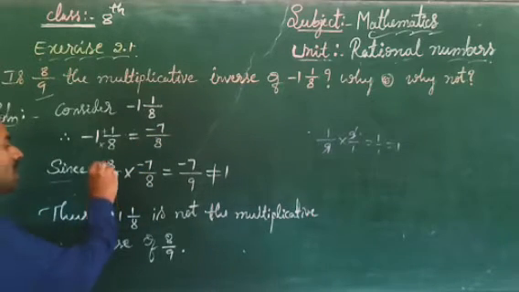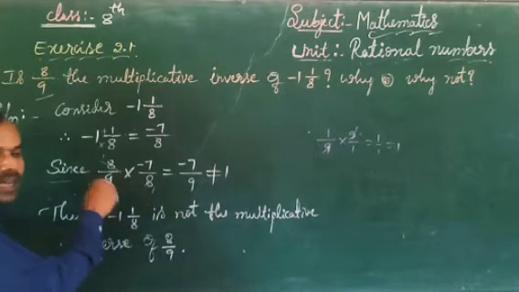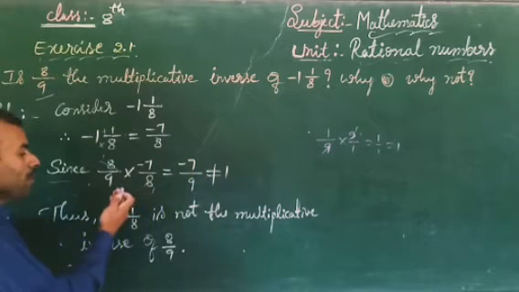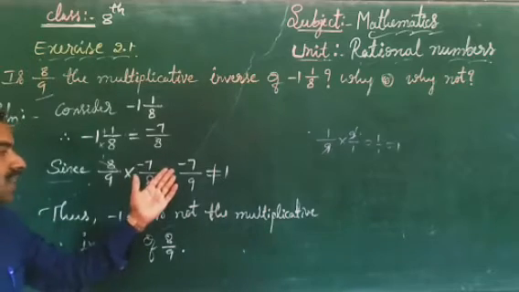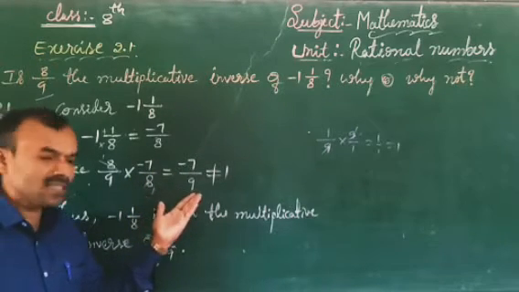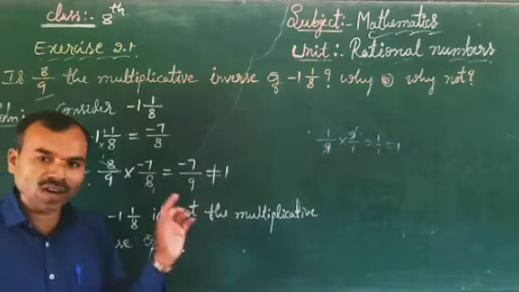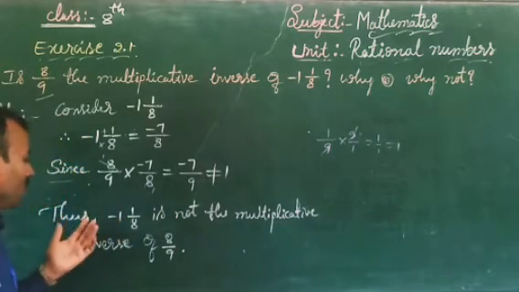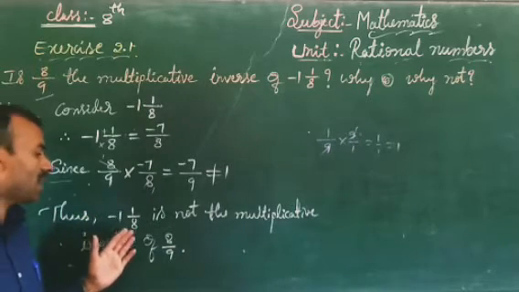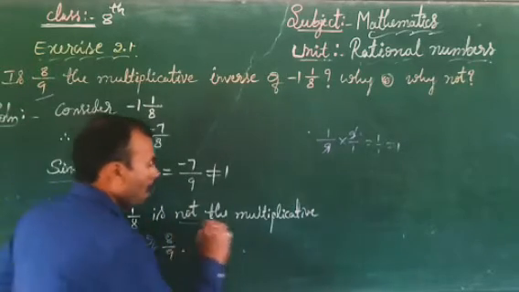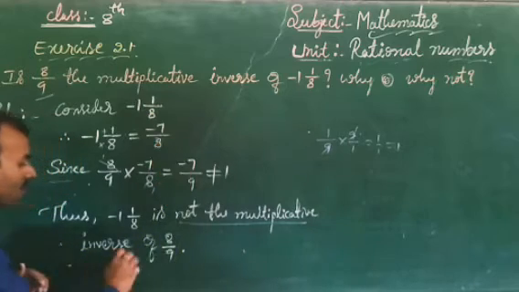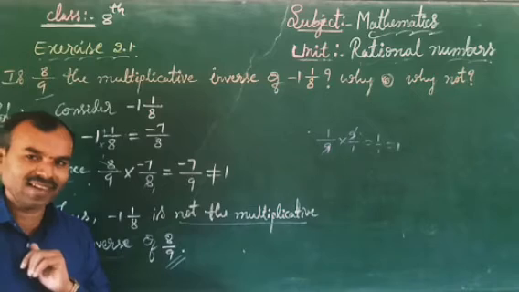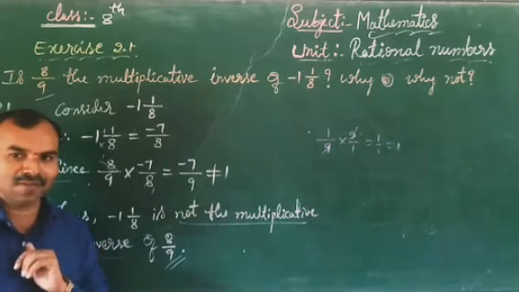Yes, here 8 by 9 is there and we consider the product of minus 7 by 8 and 8 by 9. Here 8 ones are 8, ones are 8, get cancelled. And we are remaining with minus 7 ones are minus 7, 9 ones are 9. So minus 7 by 9 is the product. It is not equal to 1. So thus minus 1 by 8 is not the multiplicative inverse of 8 by 9. Are you clear? Yes.